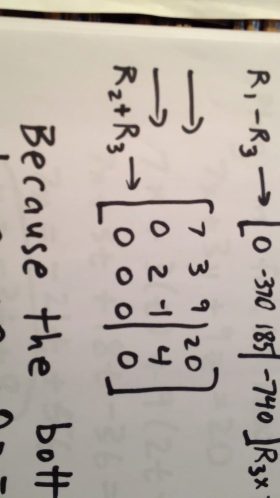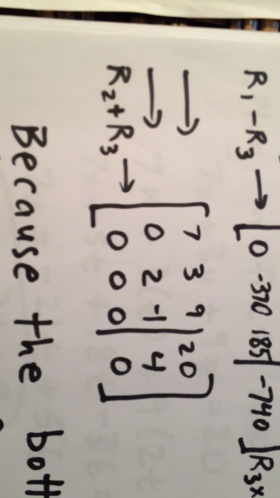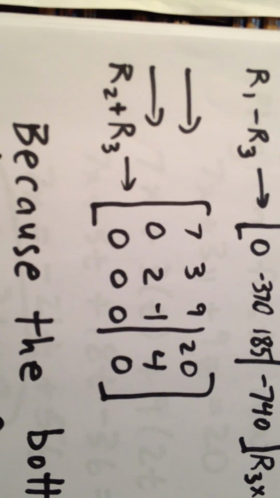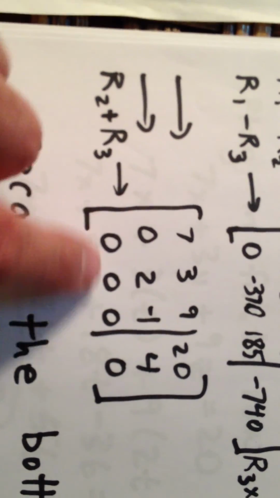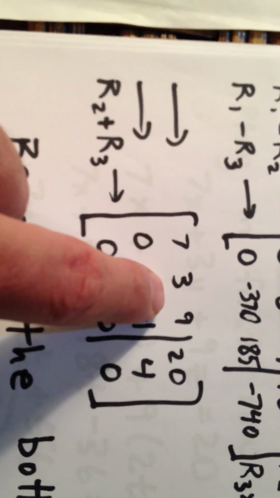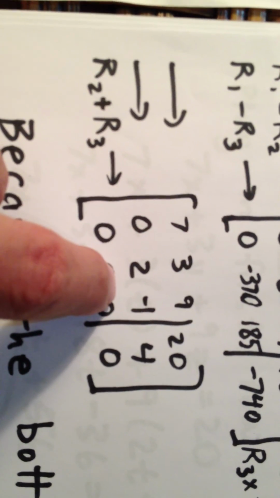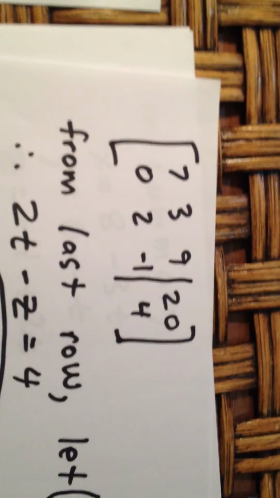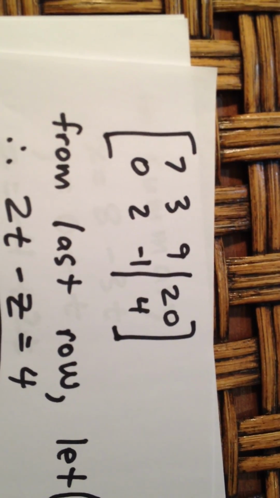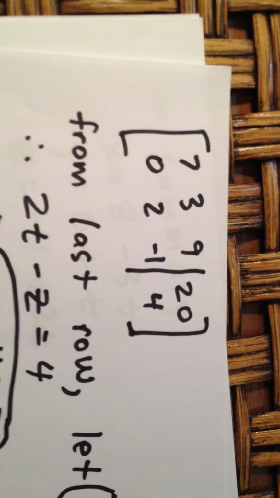So we're going to figure out what the equation of that line is by referring back to our most recent matrix, and for purposes of what we're about to do, we can ignore that last row and treat it like we're just figuring out the line of intersection between these two planes, the first row and the second row. So we do that. We have 7, 3, 9, 20, and 0, 2, negative 1, 4.